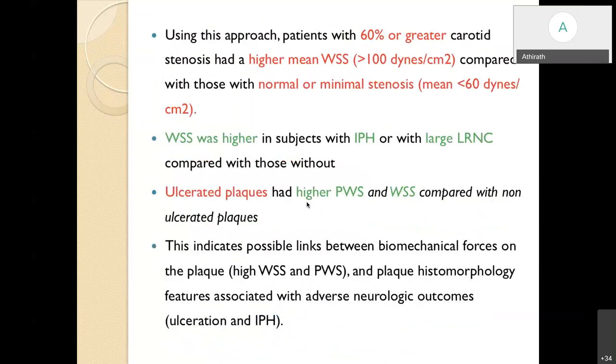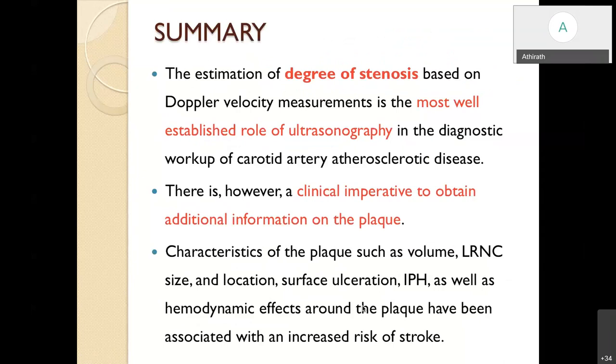Using this approach, 60% or greater carotid stenosis has a higher mean wall shear stress, greater than 100 dynes per centimeter square, when compared with normal or minimal stenosis, which will have less than 60 dynes per centimeter square wall shear stress. And it has been found that wall shear stress is generally higher in plaques with intraplaque hemorrhage and lipid-rich necrotic core compared with those without. And ulcerated plaques will also have higher plaque wall stress and wall shear stress. This indicates possible links between biomechanical forces and plaque histomorphology features, and both of them will be associated with adverse neurologic outcomes.